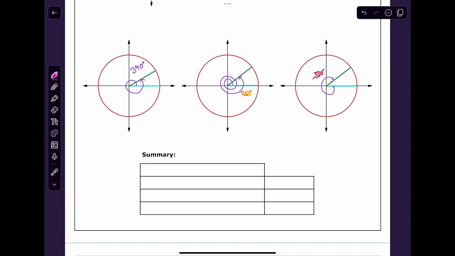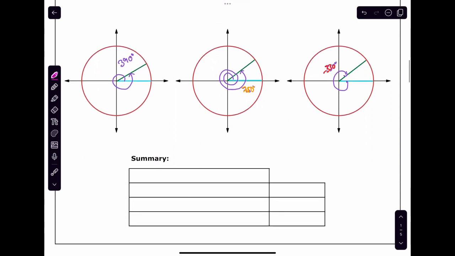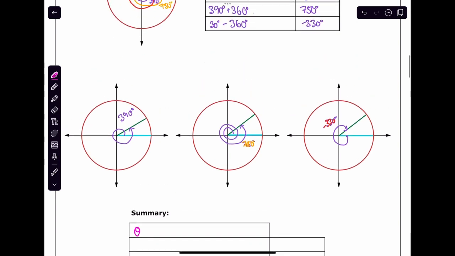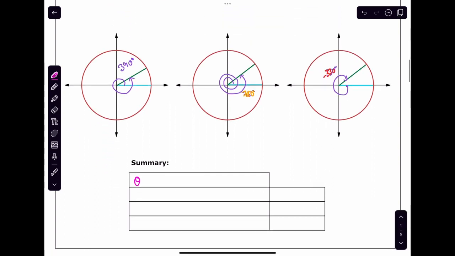Note what we did here in a more general way of saying it. We started with an angle 30 degrees, so let's call that angle theta. Then what we did is we added 360 degrees, and we also subtracted 360 degrees. So a way to generalize our multiples of 360, we can write theta plus x times 360 degrees as our coterminal angle, where x can be any value.